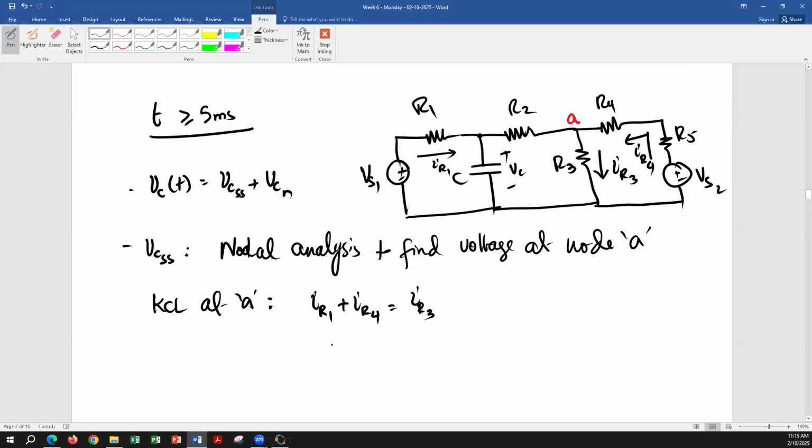Okay, now apply Ohm's law on this to apply the nodal analysis. All right, IR1. What will be the equation for IR1 in terms of nodal analysis? So this is KCL equation. Now apply nodal analysis. VS1 minus VA over R1 plus R2. IR4. First IR4.